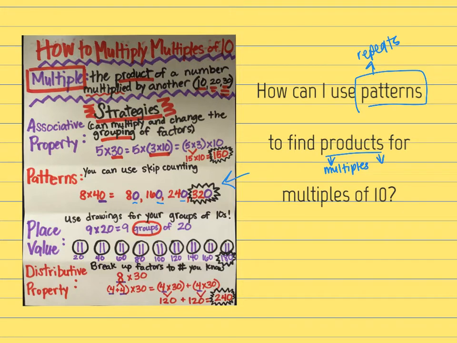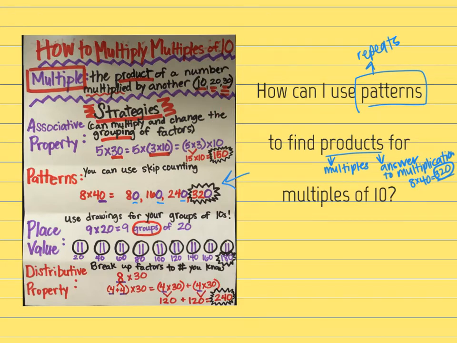So that's one way, multiples. And we also know that is the answer to multiplication. So for example, if you have 8 times 40, your answer would be 320, or the product would be 320. And we're talking about multiples of 10. And if you look at our anchor chart right here, it says the multiple is the product of a number multiplied by another number. For example, 10, 20, and 30.